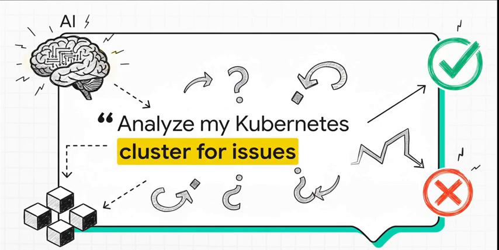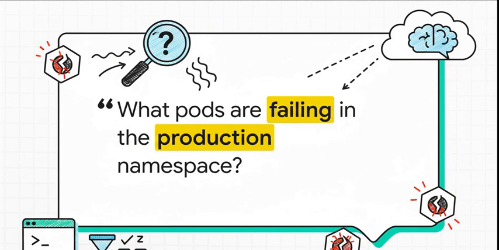And you can see the power of this right away. You can literally just ask it, "Analyze my Kubernetes cluster for issues." That's it. No weird flags, no complicated filtering, just ask the question. K8sGPT just goes off, does all the heavy lifting, and brings back a clear summary of what you need to know.